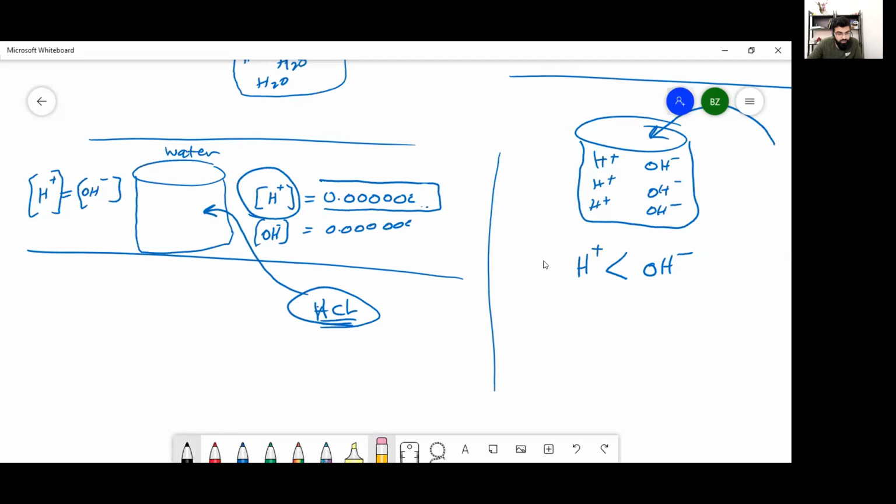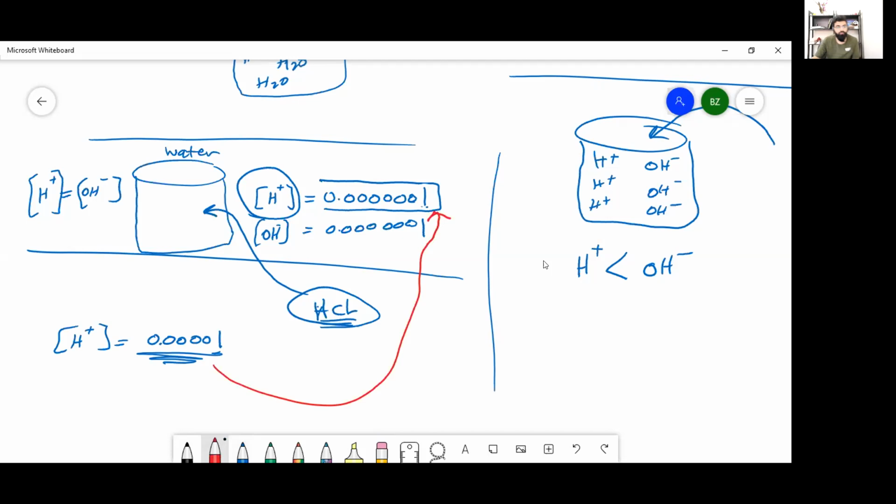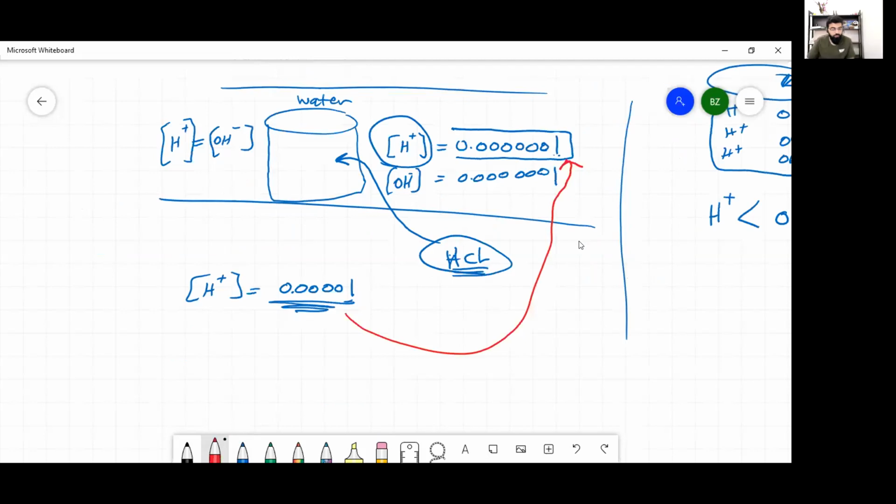Sorry, guys. This one, number 1, not number 7. Okay, so here, when you add HCl, that increases the concentration of H plus. For example, if it becomes H plus equal 0.00001, this number is now greater than this number, right, guys? So in this case, the new solution, water with hydrochloric acid, will be acidic or basic?